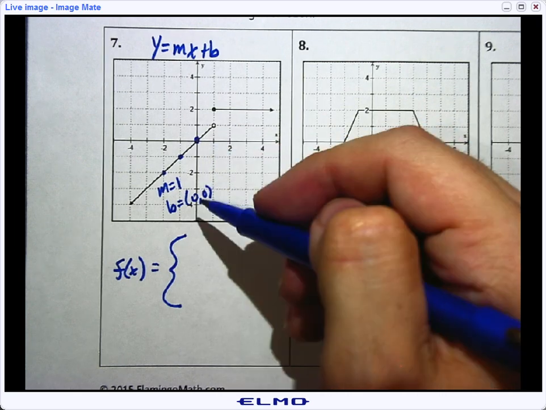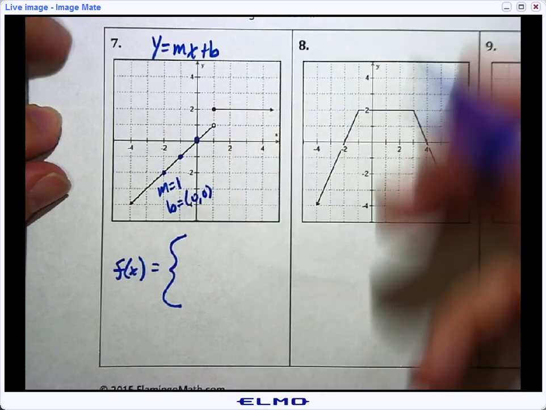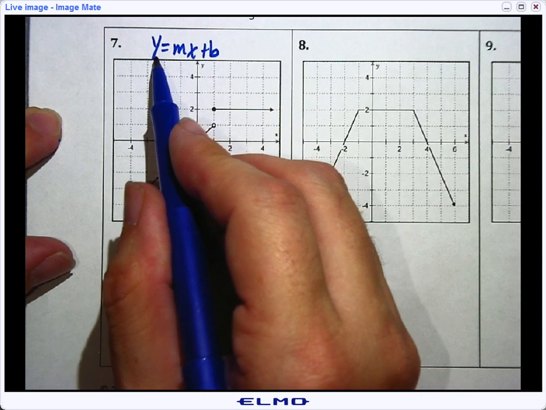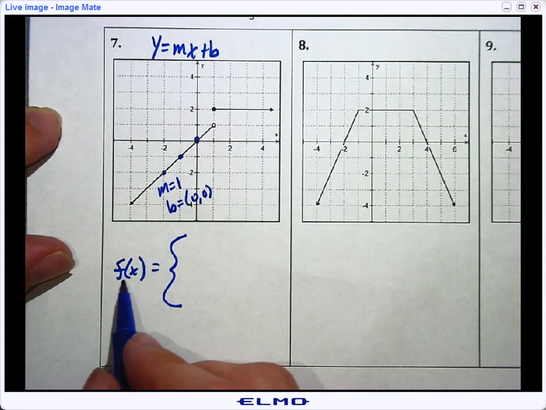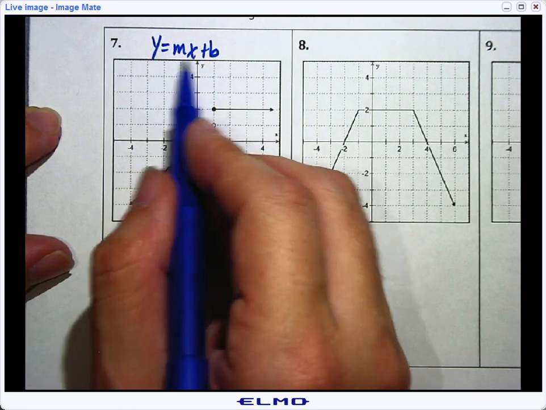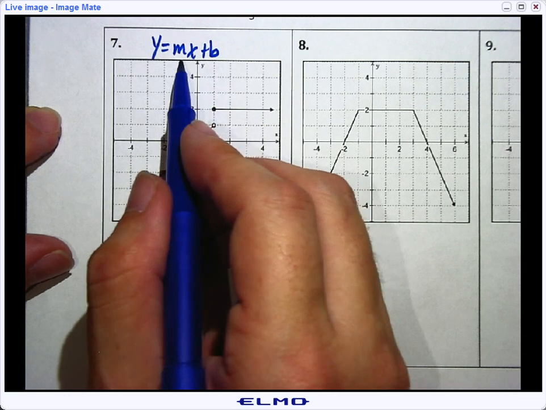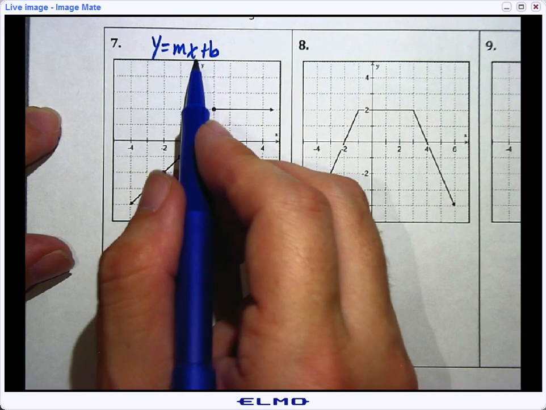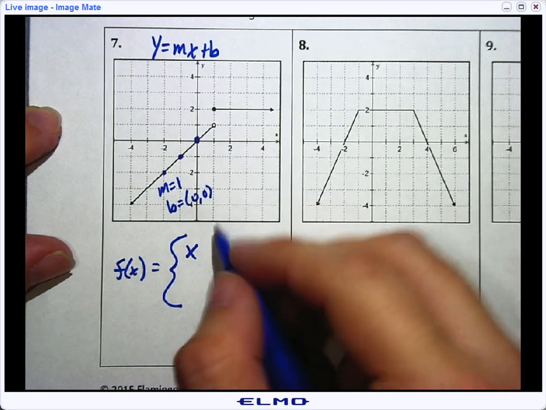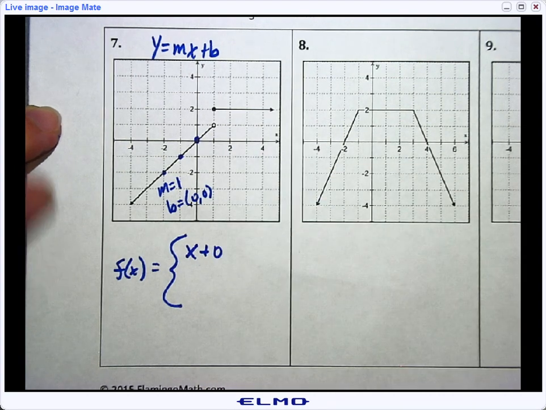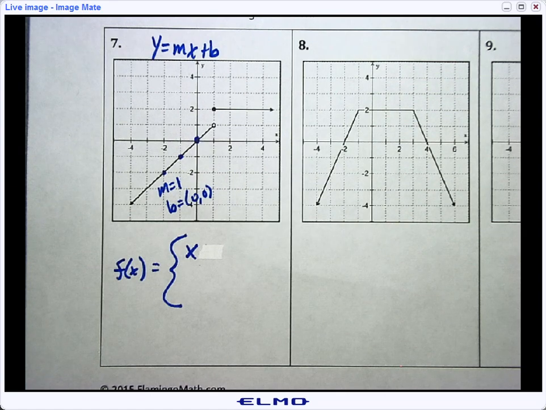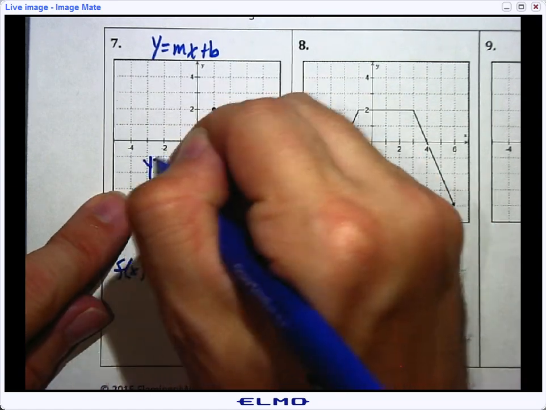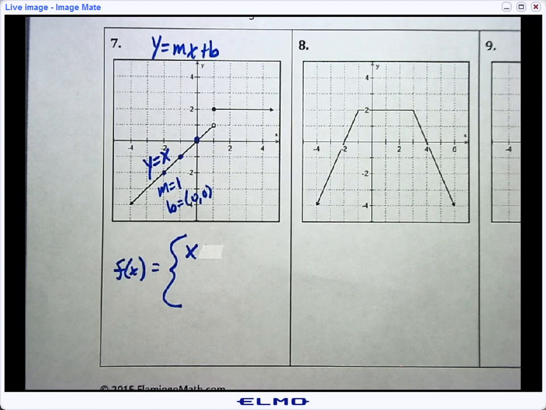So I've got everything I need to plug it into the equation. We're not going to put the y because the y is taken care of with this f of x. Remember, f of x is another way of saying y. So we have the y equals. I'm just going to put to the right of the equals. So my slope was 1. So 1x would just be x plus 0. Well, x plus 0 is just x, so I do not need to put the plus 0. So this line is of the form y equals x. That's the equation, and that's my rule.